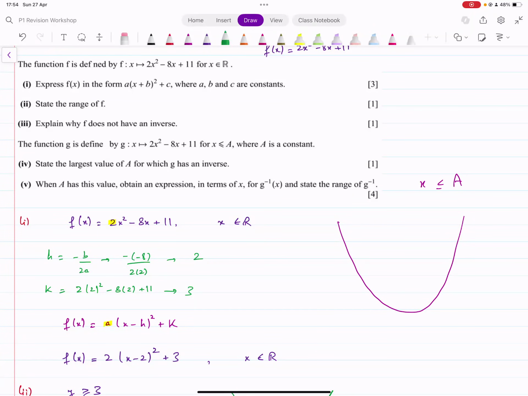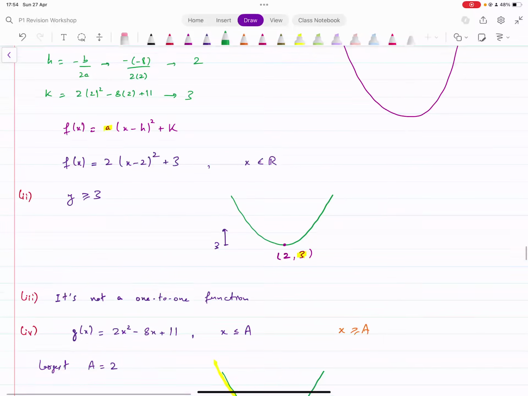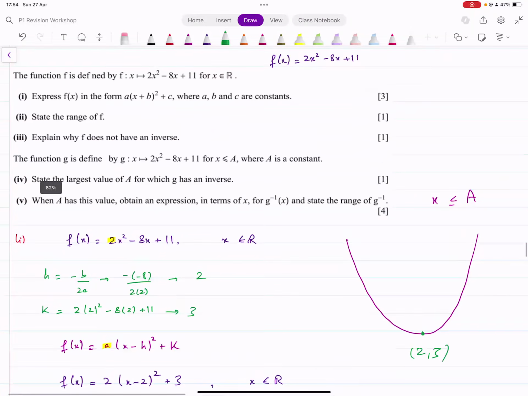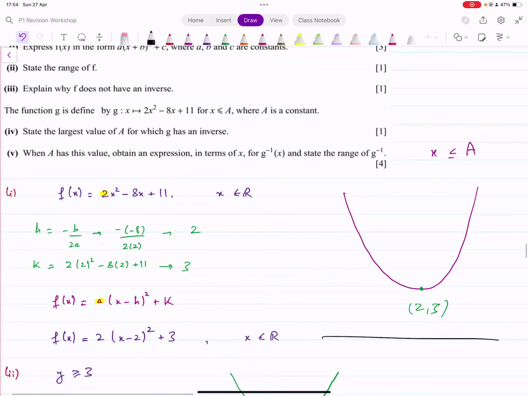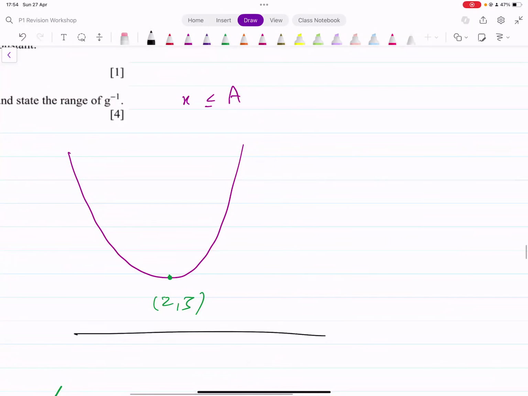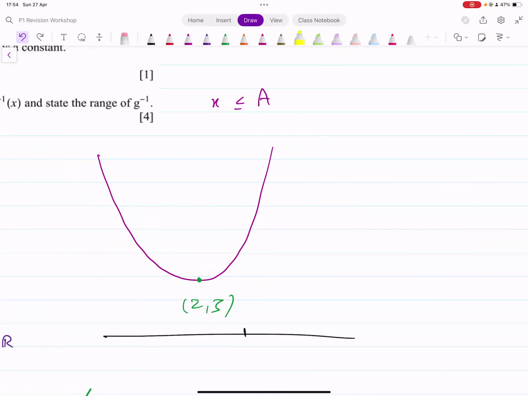Now, we will have some turning point of this graph. We have already found that in the second part for finding the range: the turning point of this graph is 2 and 3. Now, if on the x-axis you have some point A somewhere, what's the largest value of A that you can have so that this function would have an inverse? It becomes a one-to-one function. If I put A here on this side, then this part of the function would be valid. To the left of A, this is not one-to-one, and that would not work. If I put A on the left side here, then to the left of A, this part of the function would be valid, and this is one-to-one.